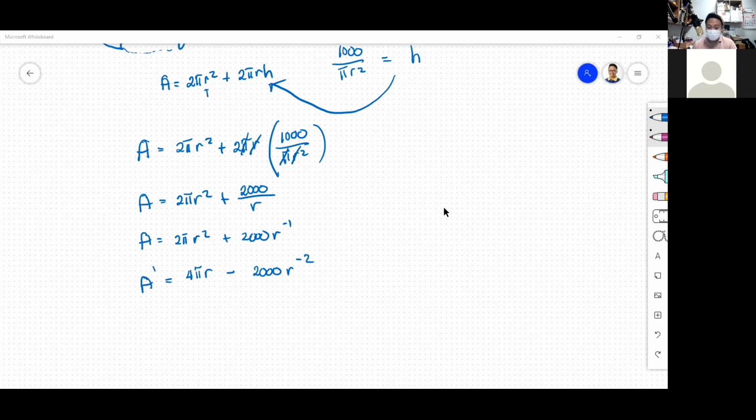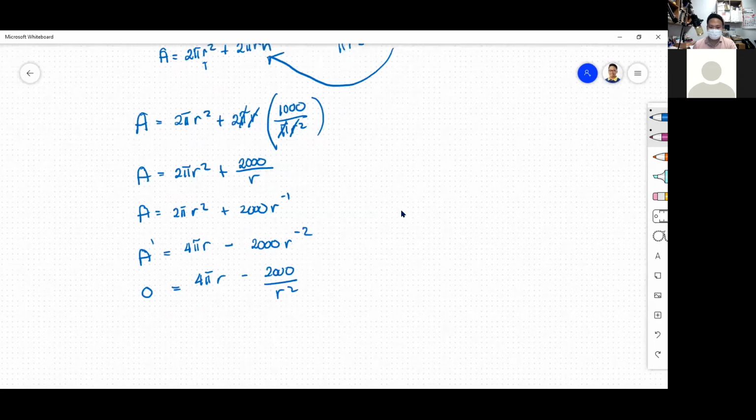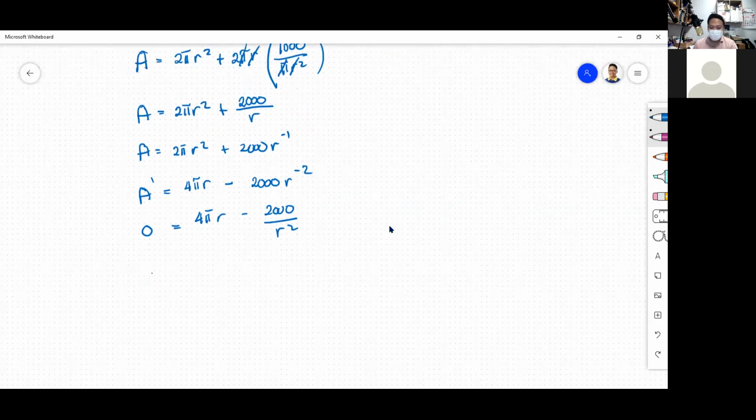Okay. Atong i-equate to 0. 0 equals 4 pi r minus 2,000 over r squared. Sige. I'm gonna combine the right side of the equation. So r squared. This becomes 4 pi r cubed minus 2,000. And then we're gonna do cross multiplication. 0 equals 4 pi r cubed minus 2,000. Just one moment, huh?